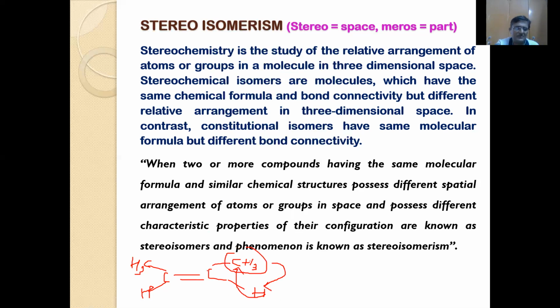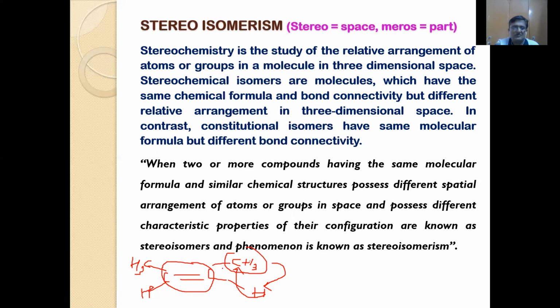The compounds have the same structural formulae but different arrangement of atoms or groups in space. Here, the space is nothing but the carbon-carbon double bond. Around the carbon-carbon double bond, if there is a difference in the arrangement of atoms or groups, they may be regarded as geometrical isomers. It is also called one type of stereoisomer.